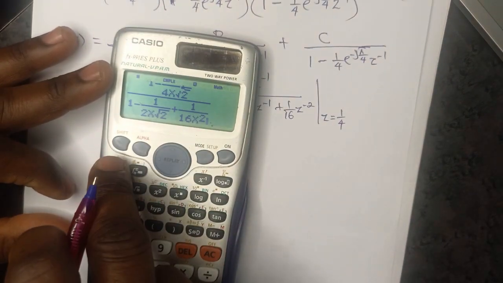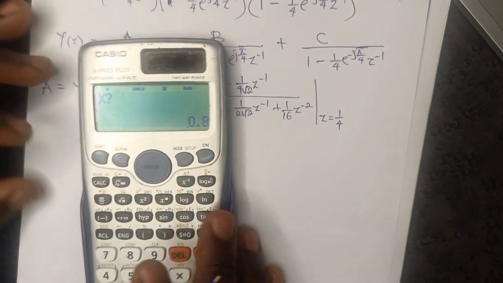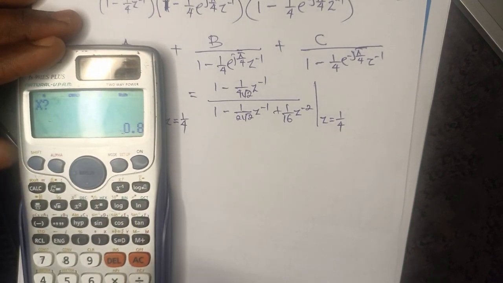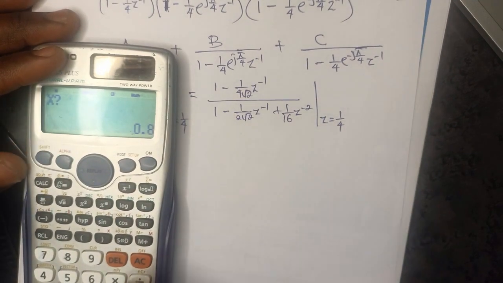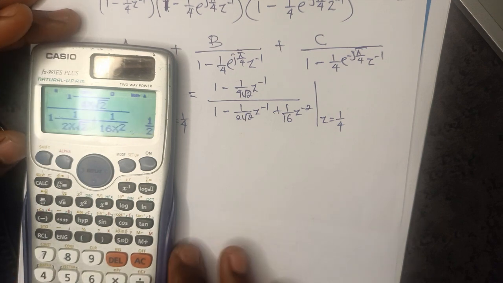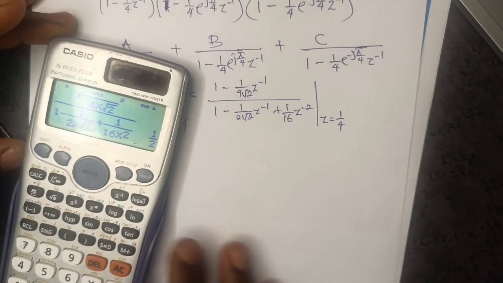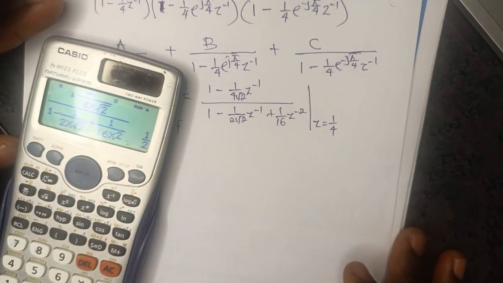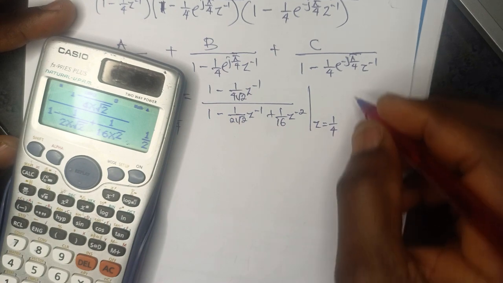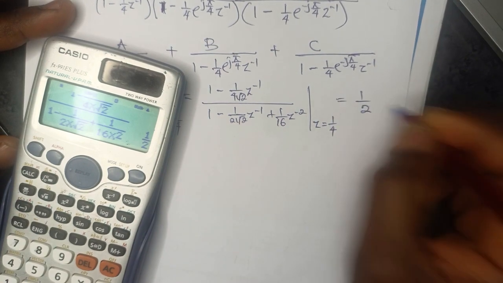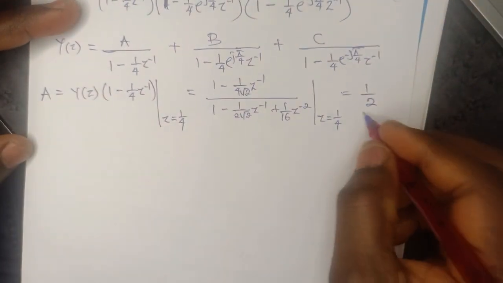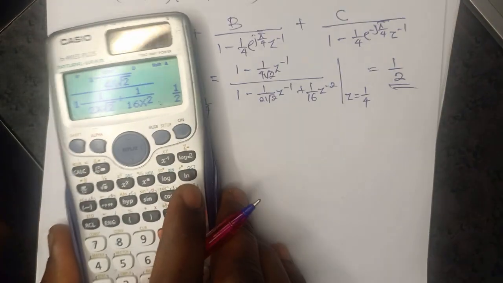So we press calc. It is now requesting the value of x, and that value of x is 1 all over 4, 1 divided by 4, right? So we put it there. And what is our answer? Our answer is 1 all over 2, right? So we got our answer to be equal to 1 all over 2. So it's as simple as that.